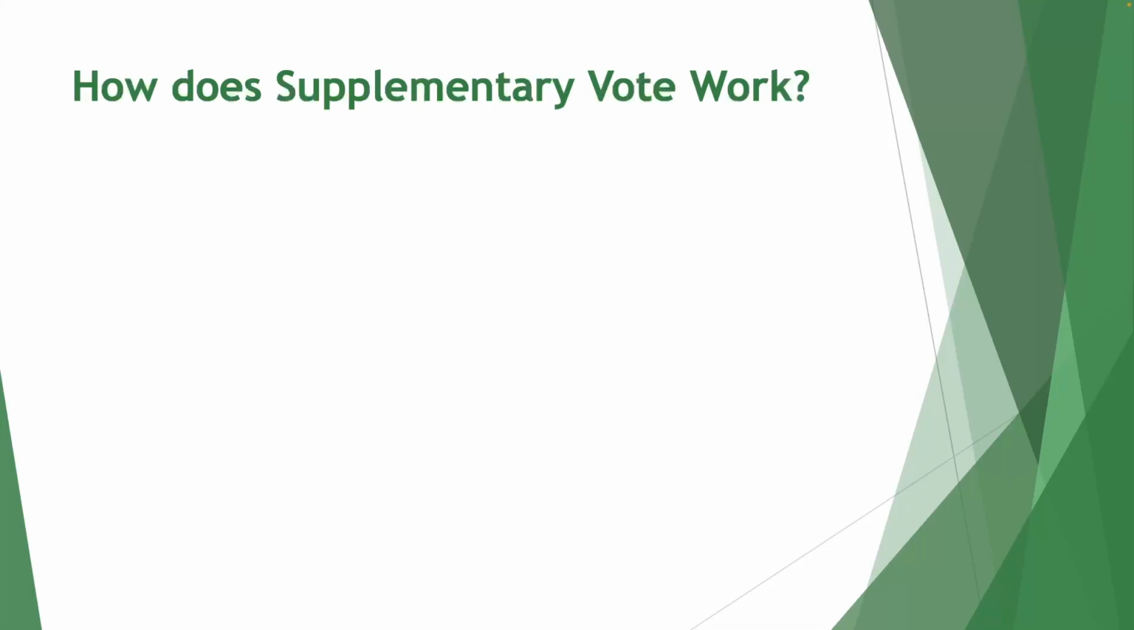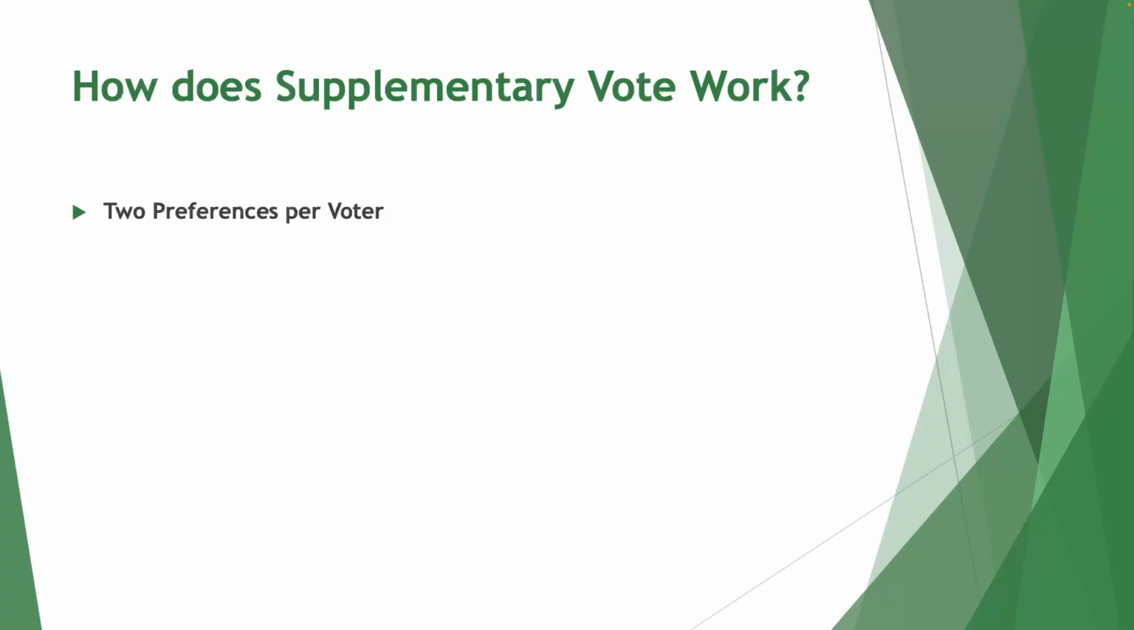So the first question is then, how does the supplementary vote actually work? Well, the first thing that you should note is that unlike first past the post, this is an electoral system in which voters get two preferences. So in an election using SV, supplementary vote, voters are allowed to cast two votes: a first preference, and then a second preference. What you will do is mark an X next to your preferred candidate in the first preference section, and then mark another X for a different candidate as your second preference.